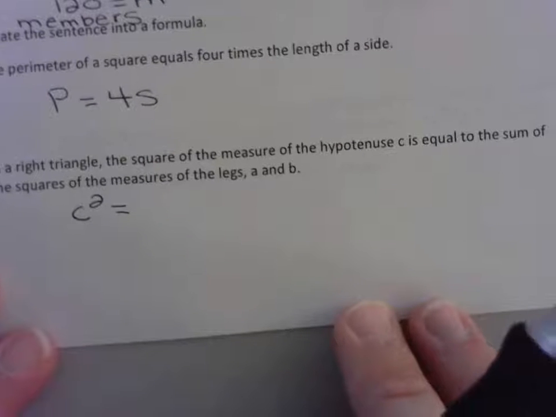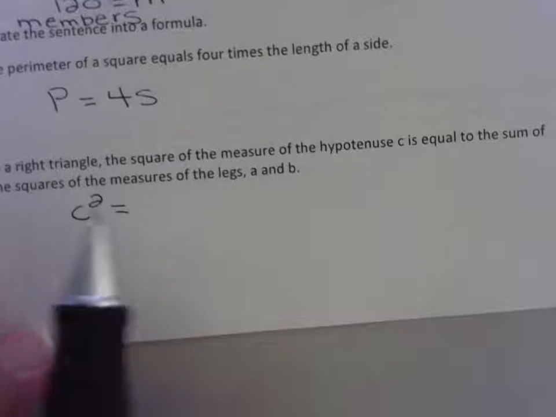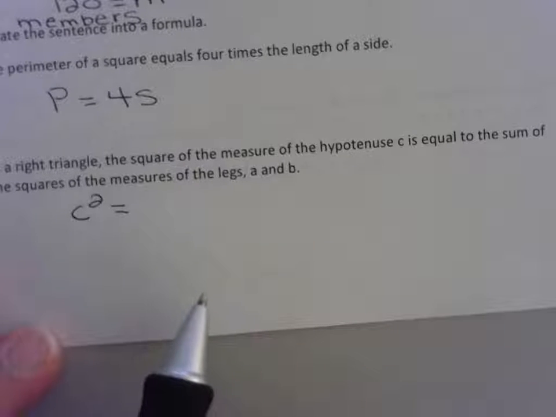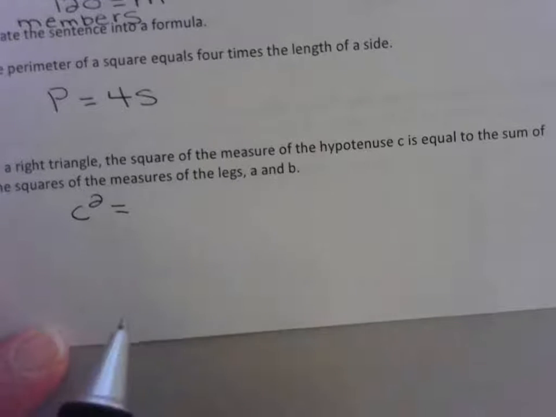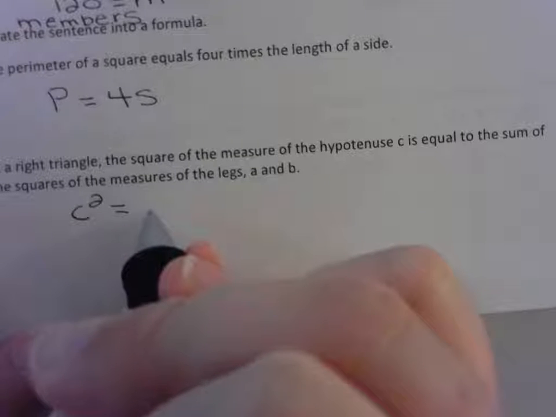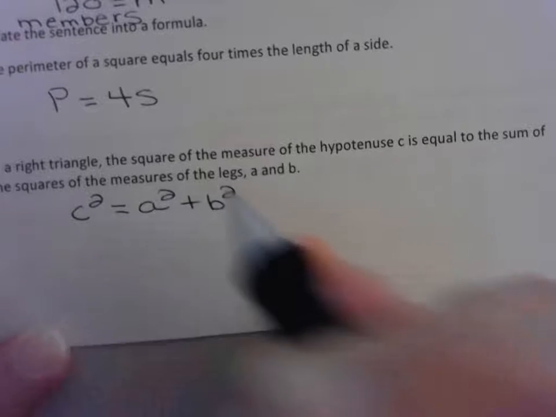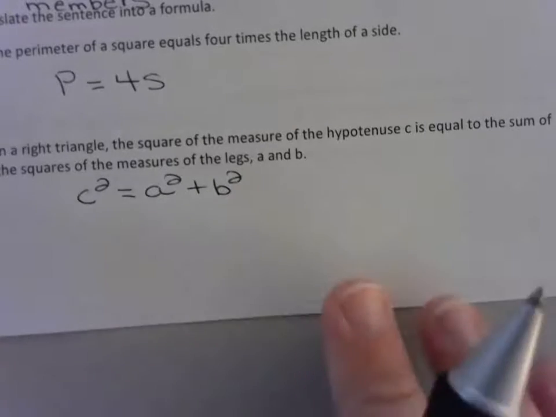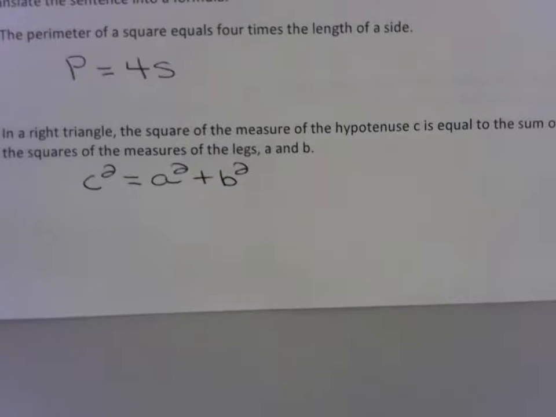Sum means what? We had an issue with this on the test. Sum means plus, not multiplication. Sum of the squares of the legs A and B. A squared plus B squared. Yep, which you know that formula, the Pythagorean theorem. So the square of the measures of legs A and B, A squared, and then it's a sum, plus B squared. Okay, a couple more in this section, and then we'll give you a couple minute break.